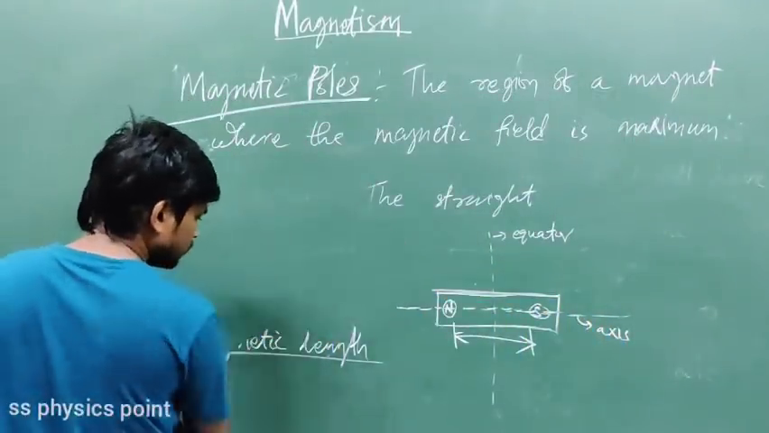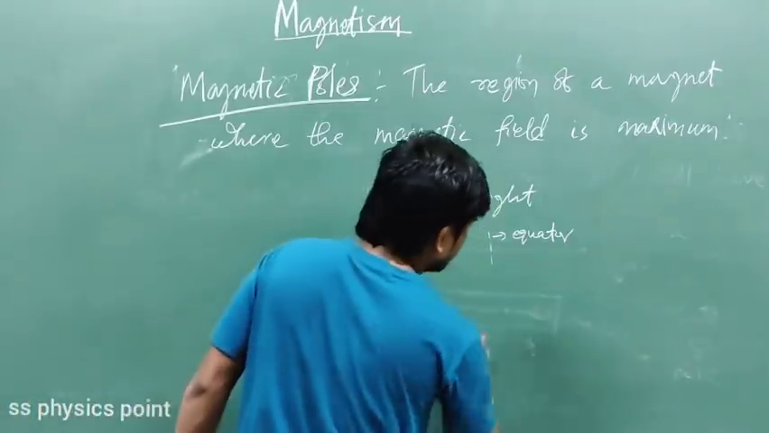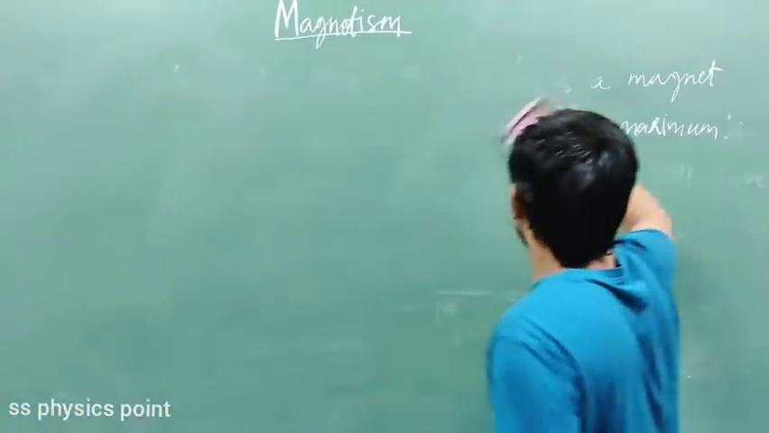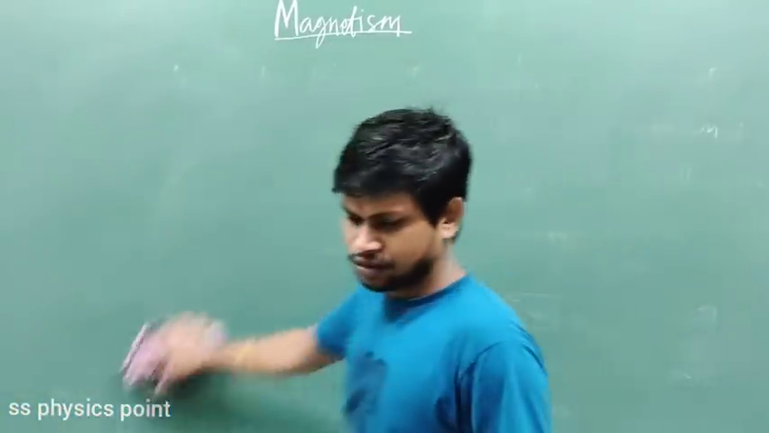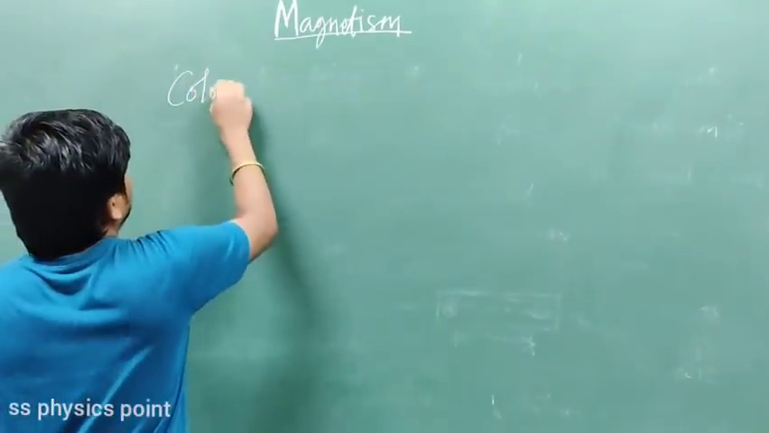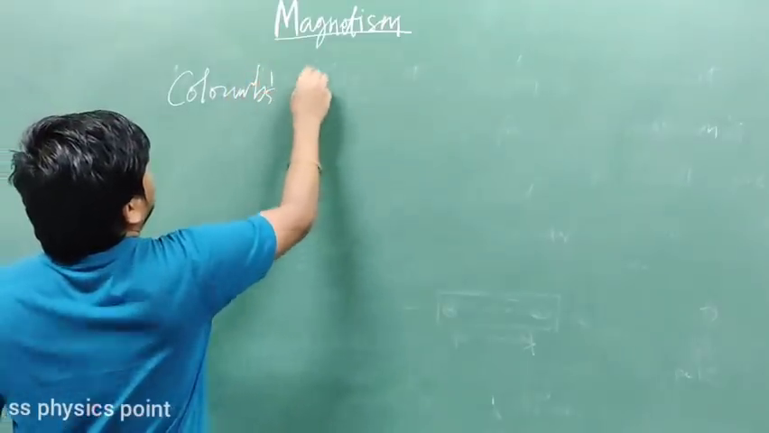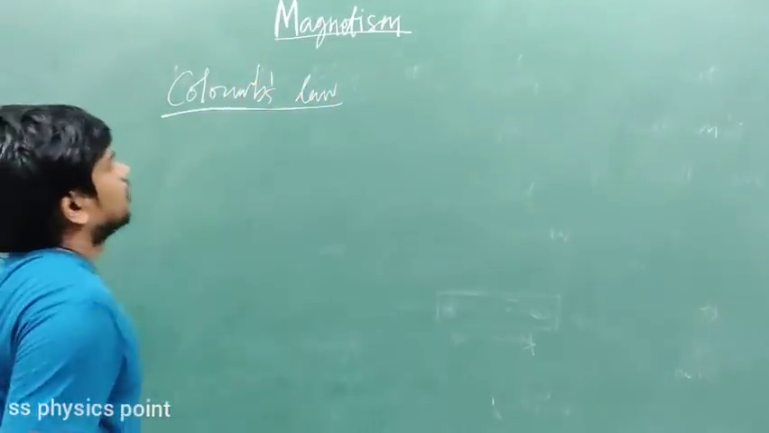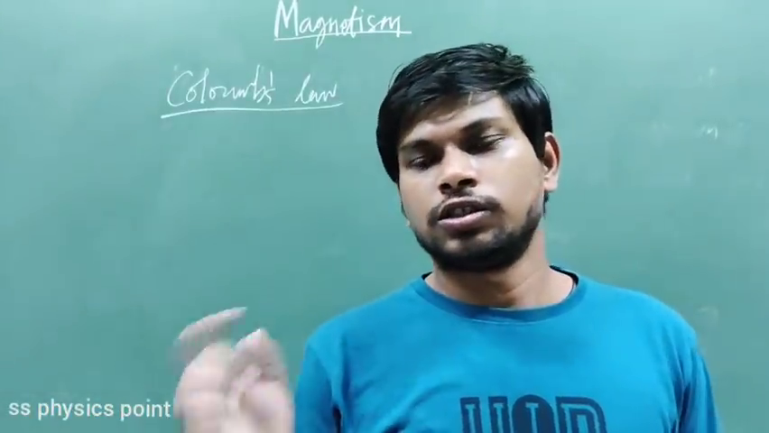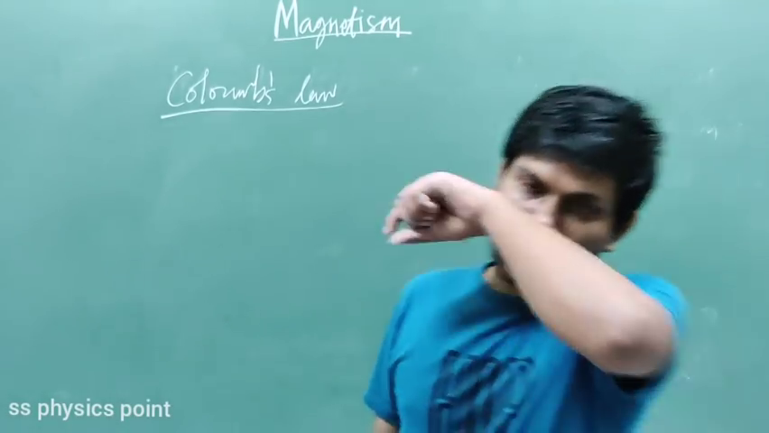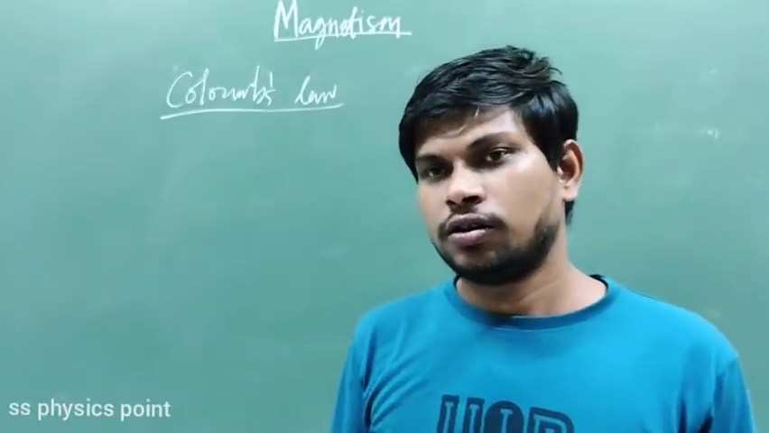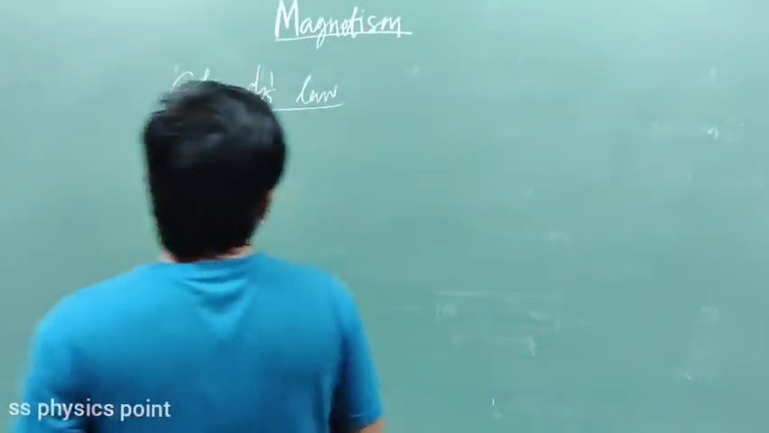Then the very first thing which is going to be asked in your examination is Coulomb's law in magnetostatics or magnetism. Just write it, Coulomb's law. You have studied Coulomb's law. Everyone, pause the screen and remember what Coulomb's law was in electrostatics. In a similar way you can state it in magnetostatics. So just write it, Coulomb's law.